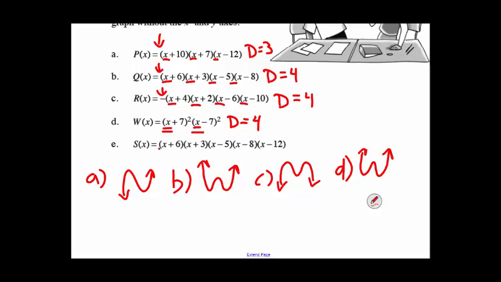Alright, E, we just counted the x's. 1, 2, 3, 4, 5. So it's an odd degree polynomial, and it's positively oriented. So E would have a shape of something like this, maybe with an extra hump or two in it. Again, we've talked about that in our previous video. So we should be able to find where these things cross the x-axis. So remember what a single root, a double root, and a triple root are in order to graph them accurately.